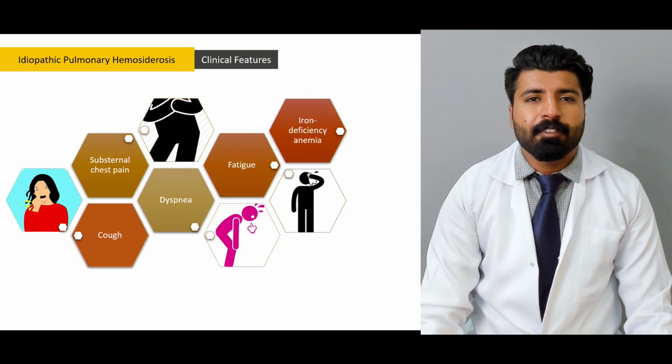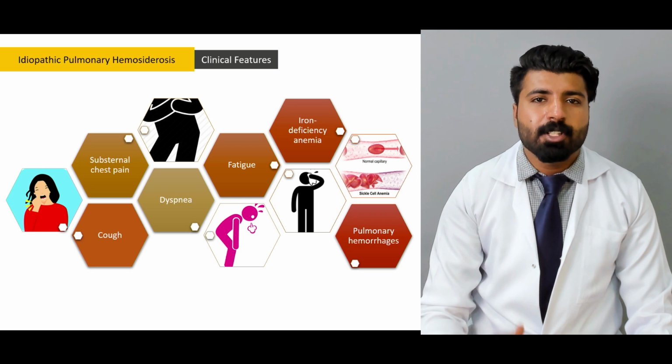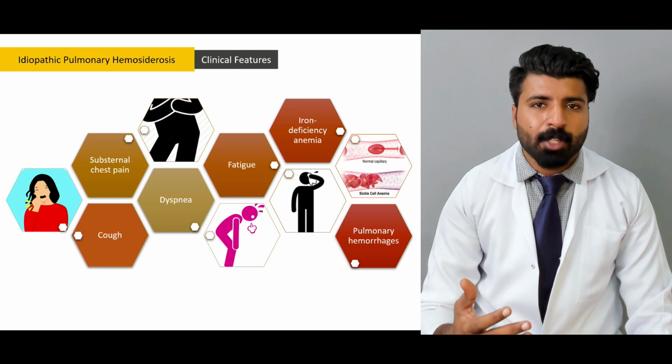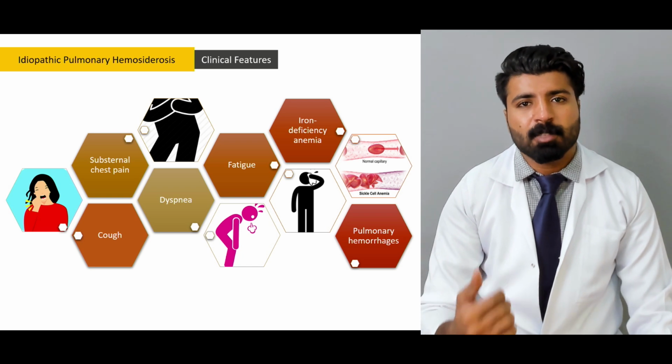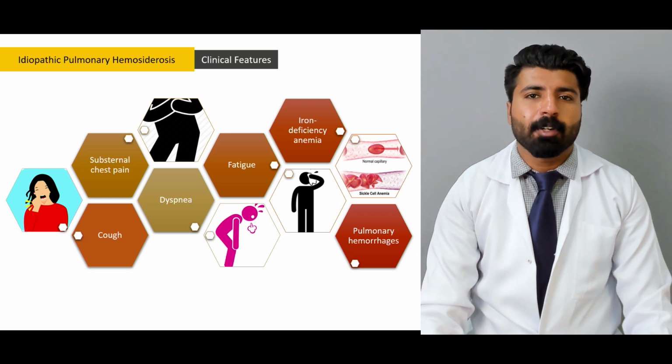Next, we'll have iron deficiency anemia because the blood is pouring out, and so is the iron. Then we'll have pulmonary hemorrhages because the blood is pouring out, so that's why it's called pulmonary hemorrhage. Pulmonary hemorrhages will increase with time because at some point it will be happening at one site, but after some time, it will be happening at multiple sites, and this will lead to the proper term of pulmonary hemorrhages.